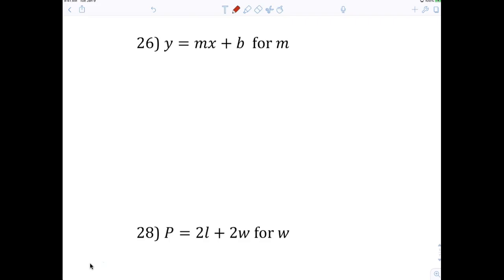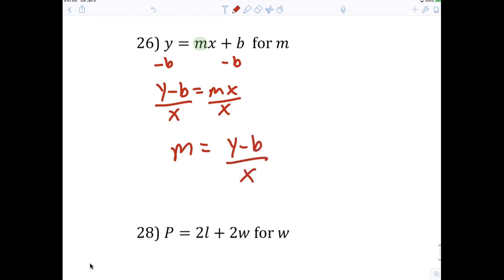Now again, remember what I want to do is highlight what I'm solving for. So I've got to get rid of all the other things around it. Yes, sir. Good job. So we're going to subtract b from both sides. So y minus b equals mx. How do I do that? Divide by x. So m equals y minus b over x.